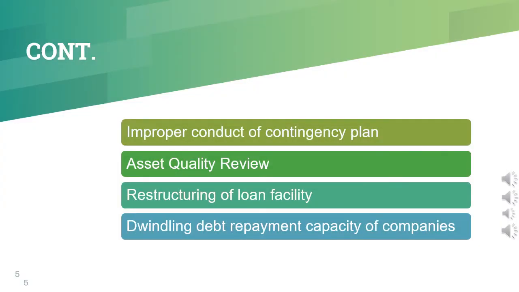Banks did not conduct adequate contingency planning, especially for mitigating project risk. The asset quality review, initiated in 2015 for clean and fully provisioned bank balance sheets, revealed a high incidence of NPAs. Restructuring of loan facilities was extended to companies that were facing larger problems of over leverage and inadequate profitability. Companies with dwindling debt repayment capacity were raising more and more debt from the system.